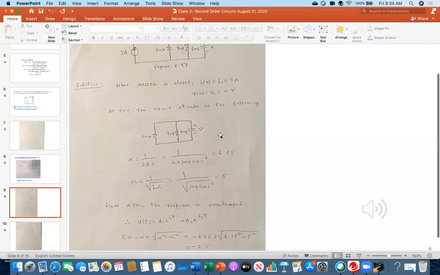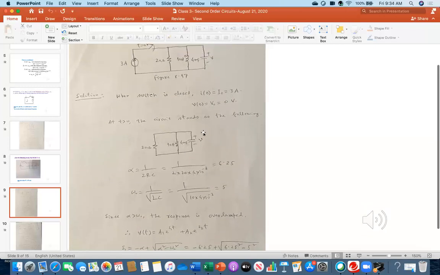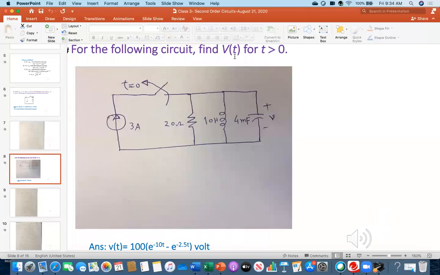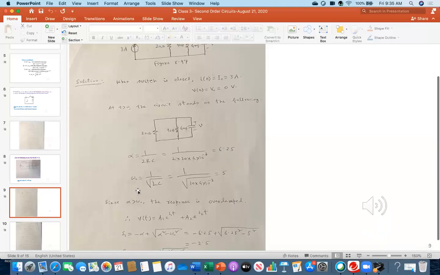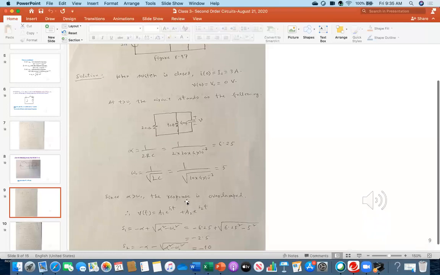Now I am going to the solution. So what was my question? My question was, I have to find out v(t), the voltage across the capacitor, for t greater than 0. So now I am doing that. First I found out alpha, and then I calculated omega naught. Everybody see, alpha is greater than omega naught. This is 6.25, but this is 5. Now because alpha is greater than omega naught, the response should be overdamped.